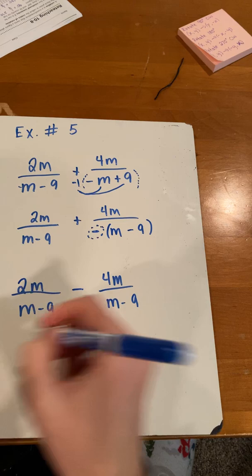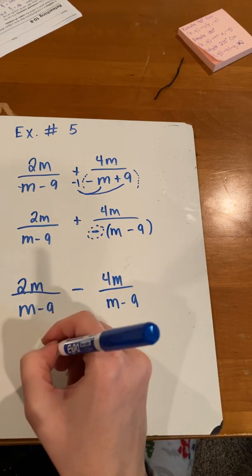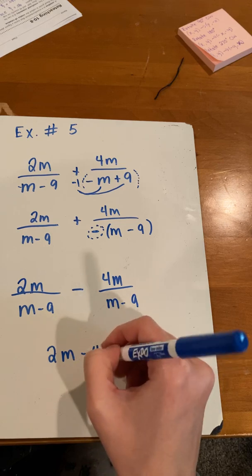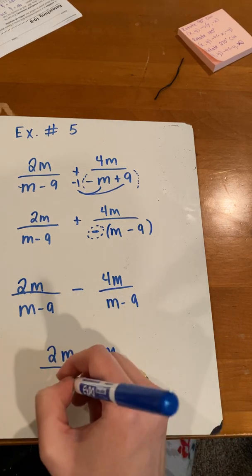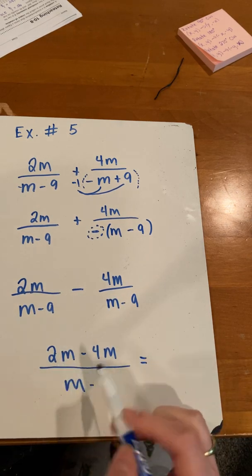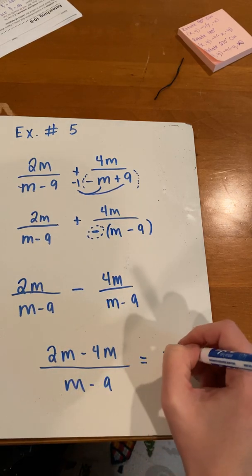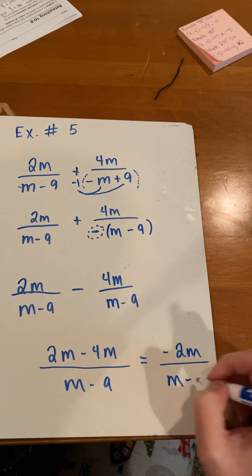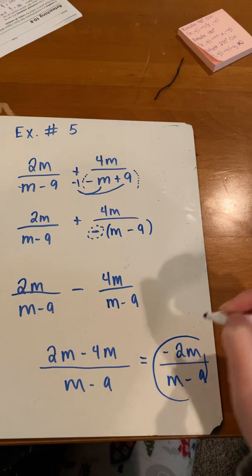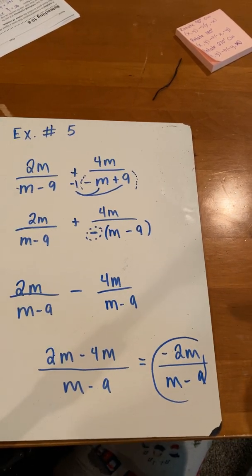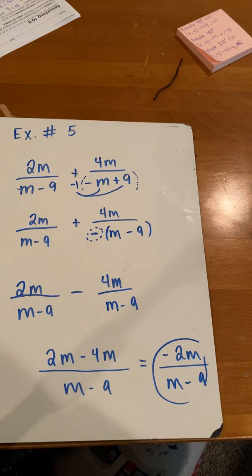And now I can rewrite it over a common denominator, so 2m minus 4m over top of m minus n equals, well, 2 minus 4 is negative 2m over top of m minus n. You have no common factors, so that is as simplified as it gets. And there you go. That is adding rational fractions with like denominators.